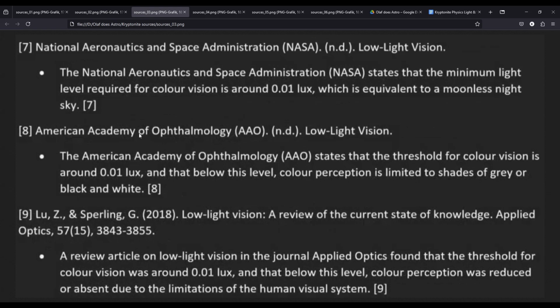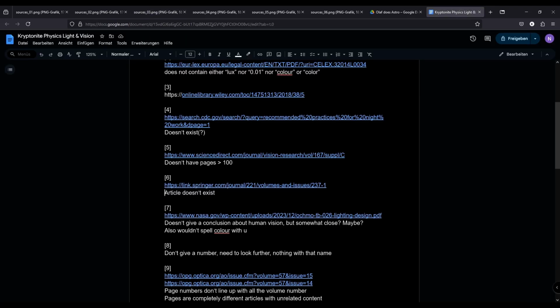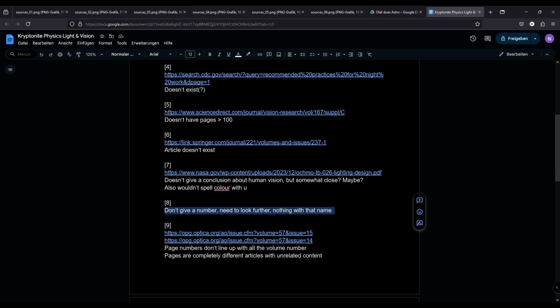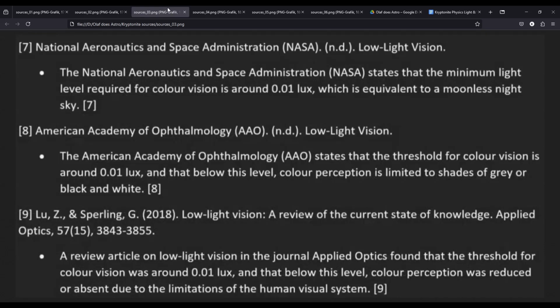We have the American Academy of Ophthalmology, low light vision. I found nothing with that name. I did indeed look further. Nothing lines up with that precise name, low light vision. They have something about damaged eyes, where you can only receive lower light and things like that. Nowhere do they talk about color. Nowhere do they talk about 0.01 lux in combination with color. And again, they spell color with a U, which I find unlikely for the American Academy of Ophthalmology.